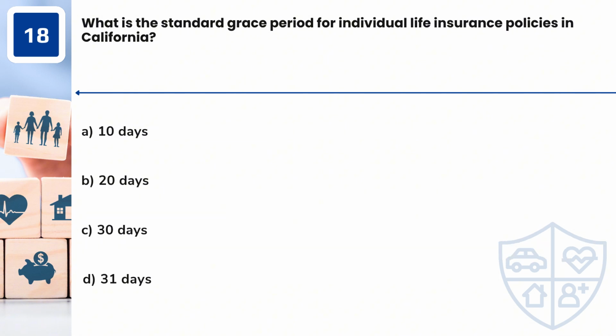Question 18. What is the standard grace period for individual life insurance policies in California? A. 10 days. B. 20 days. C. 30 days. D. 31 days.